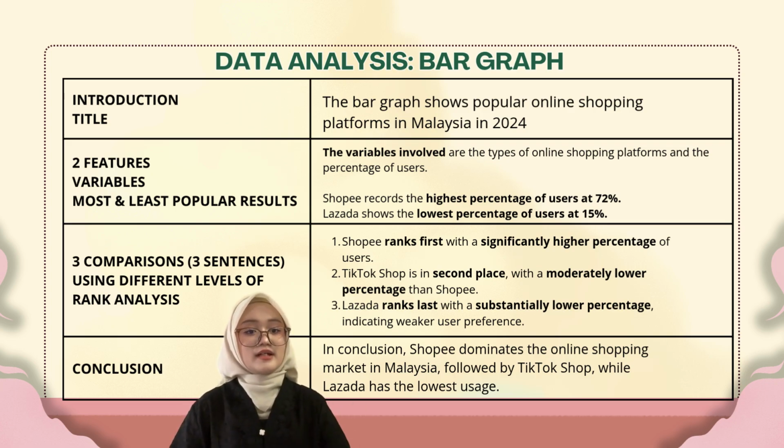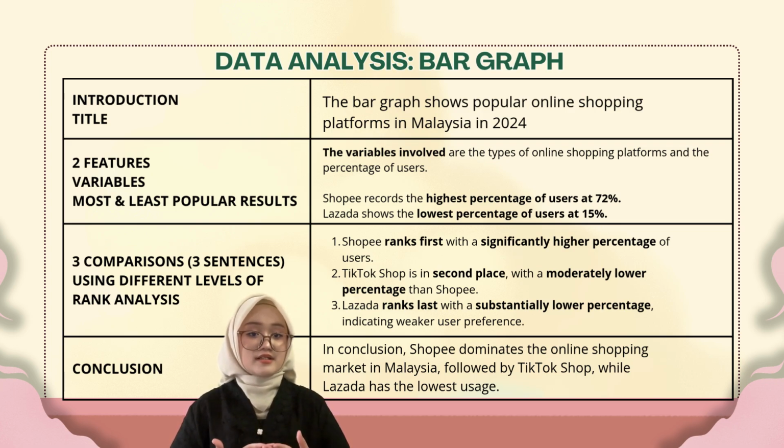Now, let's look at the analysis of the bar graph. First, the variables involved are the types of platforms and the percentage of users. From the graph, Shopee records the highest percentage of users at 72%, while Lazada has the lowest percentage, which is 15%. TikTok Shop is in between with 43%.